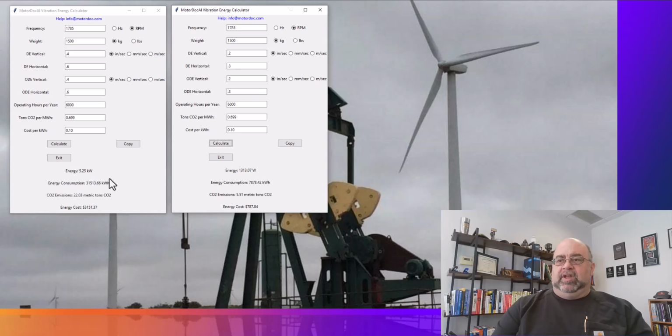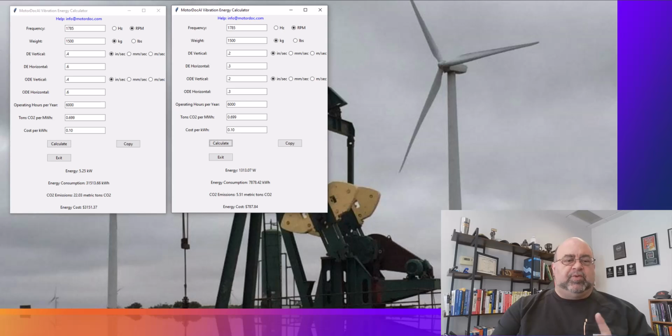So here we go. By having it in balance, it's not linear. 5.25 kilowatts drops down to 1.3 kilowatts, or 1,300 watts. That more than halves the kilowatt hours, right? So I'm out of balance here, and I'm just on the edge of being in balance here. That drops me from 22 tons to 5 tons, or almost 6 tons. So that's 15 metric tons of CO2 a year dropped just by bringing it into balance, right? Energy cost 3,100, and that drops it down to 787.